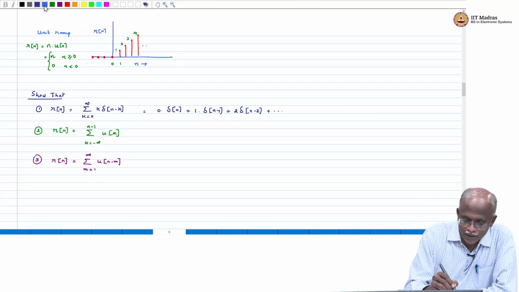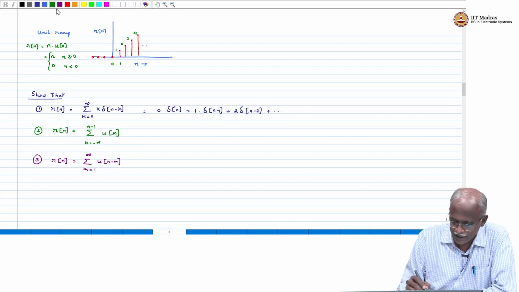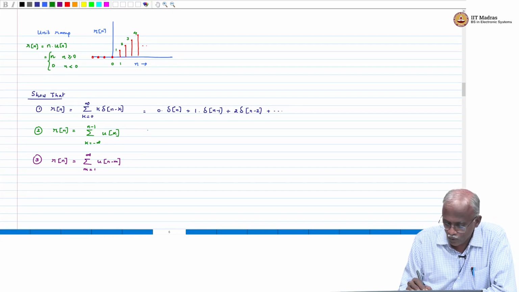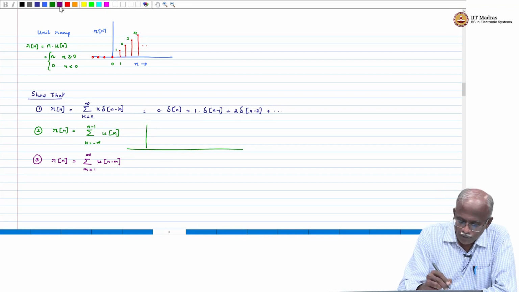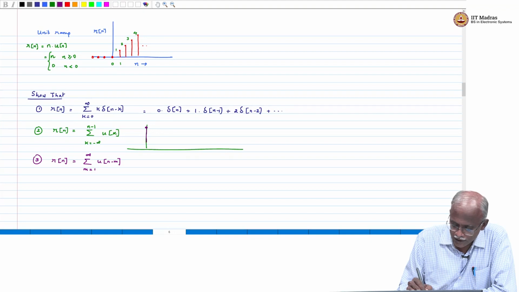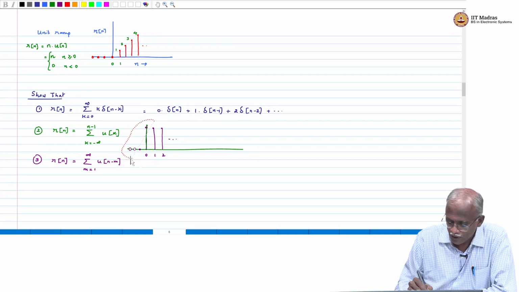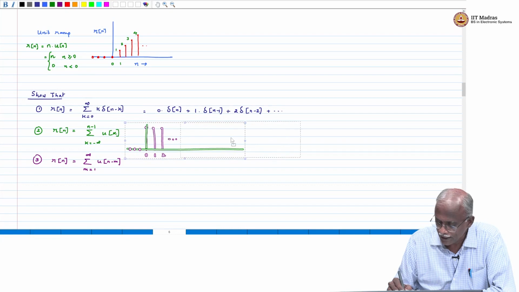Now, the next representation is a summation of u. Let us sketch u of n. U of n is a sequence that starts at n equal to 0 and has got value equal to 1 for all positive n. So, this is n equal to 0, 1, 2, and before that it is 0. Okay, let us just move this a little bit to the right.